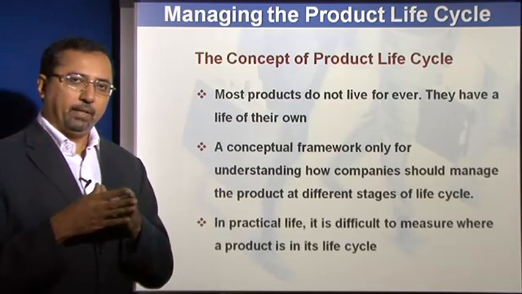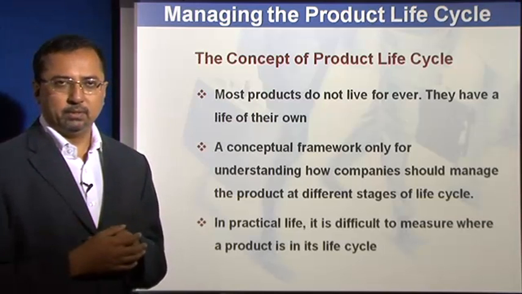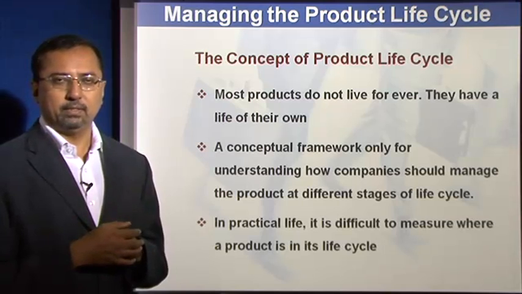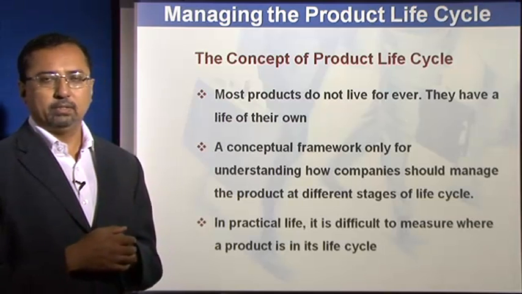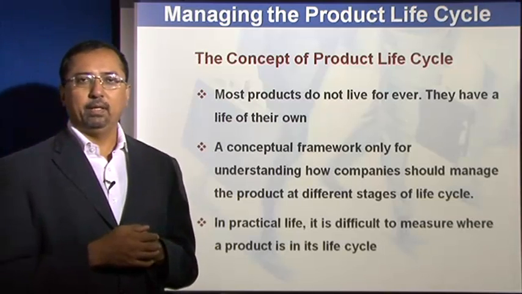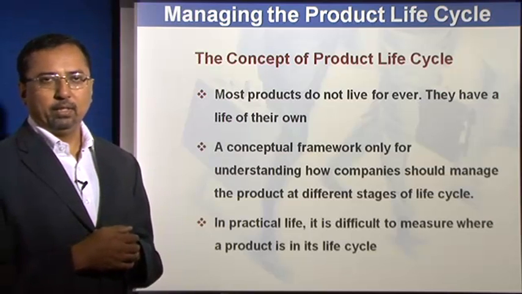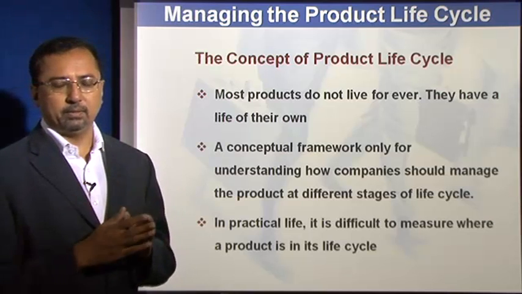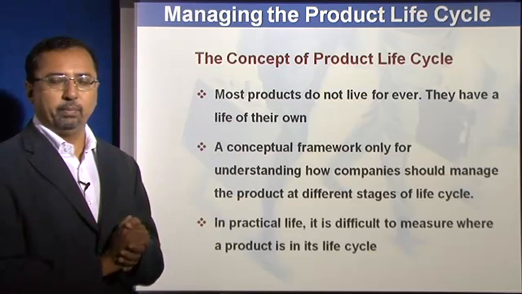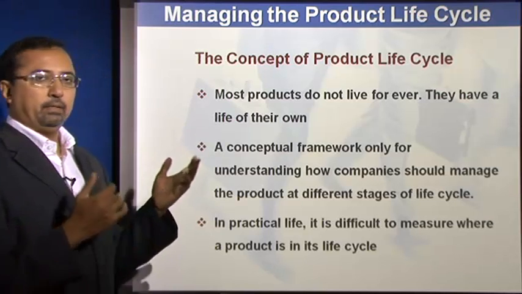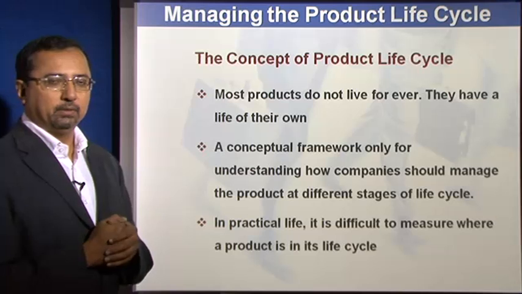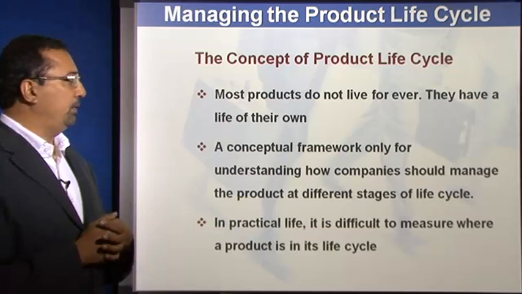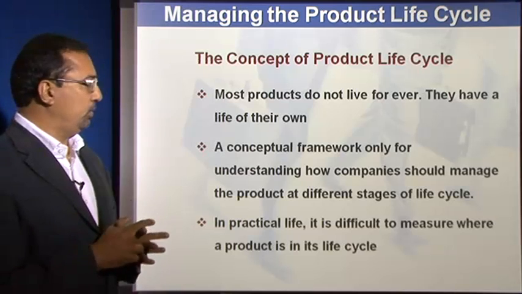So as we can see, like with humans, very few products have lasted and lasted and lasted. Salt is one product which has been there for years and years. So maybe many food products might have lasted, but specific brands with respect to food may not have lasted. So like we can imagine with humans, many products also have a life and life cycle of their own.